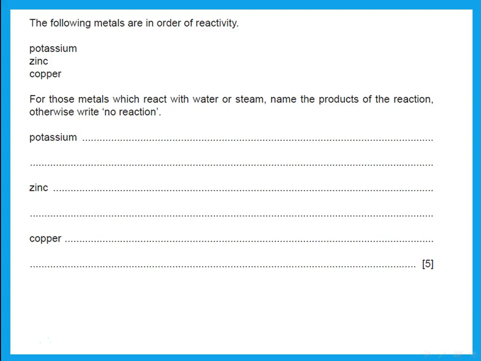Okay, the following metals are in order of reactivity. For these metals, which react with water or steam, name the products of the reaction, otherwise write no reaction. See potassium. Potassium is a very reactive metal. It's at the top of the reactivity series. So does it react with cold water or with steam? It reacts with cold water. And we said when something reacts with cold water, it forms the hydroxide and hydrogen. What about zinc? Zinc is in the middle of the reactivity series, so it is not that reactive.